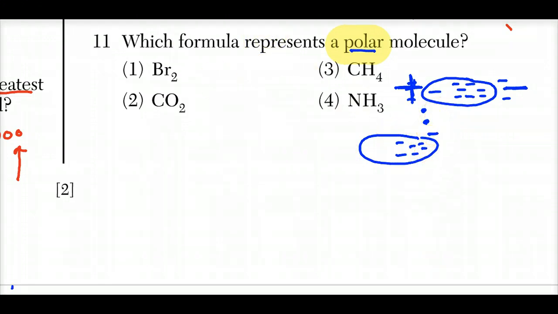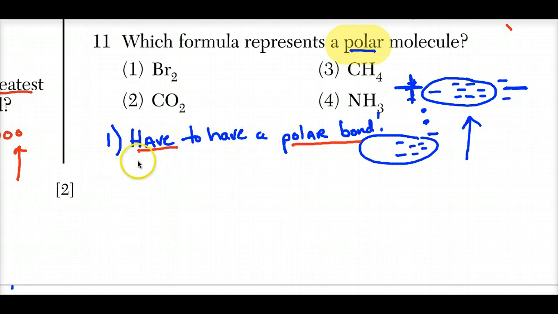Now, what creates a polar molecule? There are 2 basic parameters that do so. Number 1, to be a polar molecule, you have to have a polar bond. So you have to have a polar bond. Now, why do you have to have a polar bond to be a polar molecule?